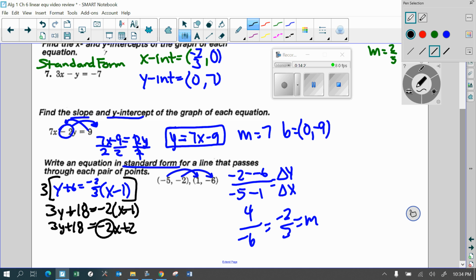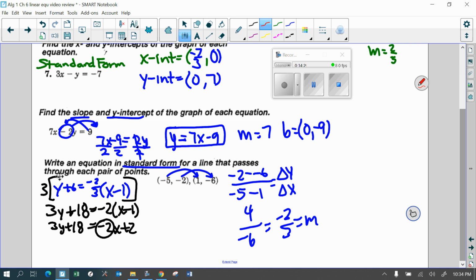Is that positive? No, it's not, so I need to move it to the other side, which means then the constant goes to the other side. So now I have 2x plus 3y, because the 3 is already positive, I'm not changing it. And I have 2 minus 18 is -16. And there's my answer.